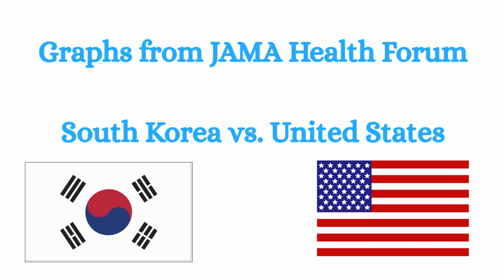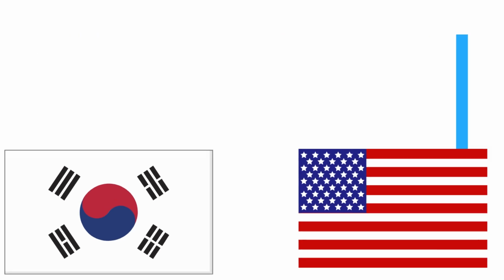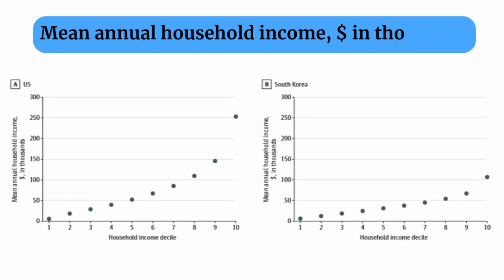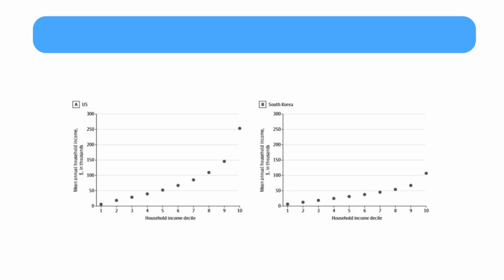Now, we are going to look at graphs that show the differences of South Korea and the United States based on what we have talked about so far and what we will continue to talk about. This first graph shows the mean annual household income, dollar amount in thousands. It shows that the US has a very wide range of household income, while South Korea's isn't a very wide range. It also shows how high the average household income is in the US compared to South Korea.